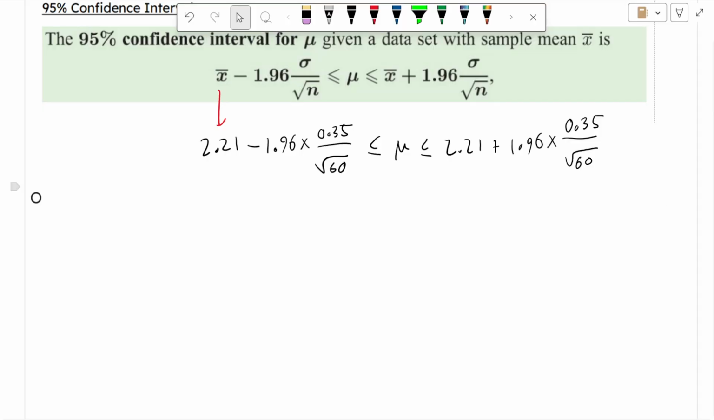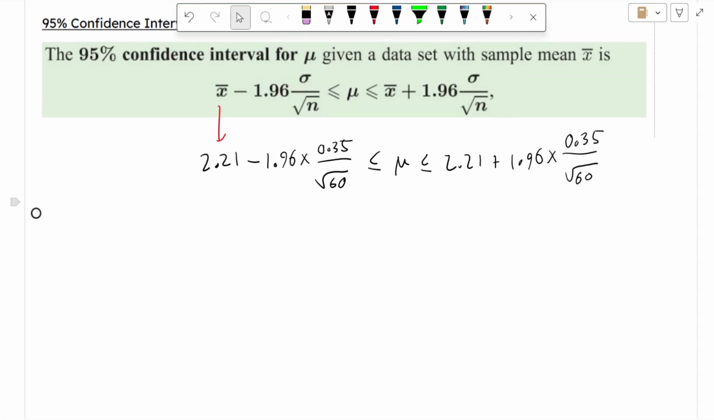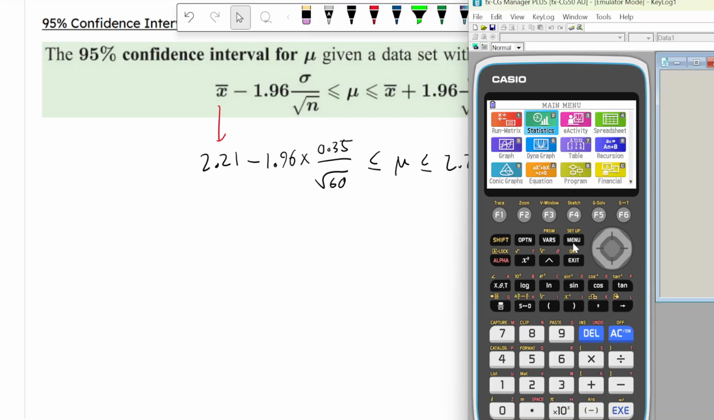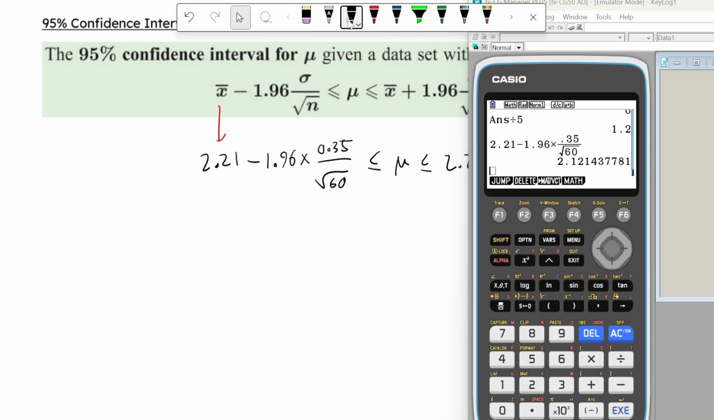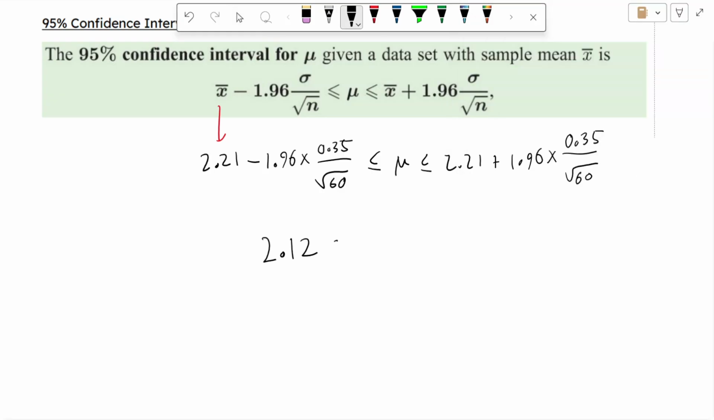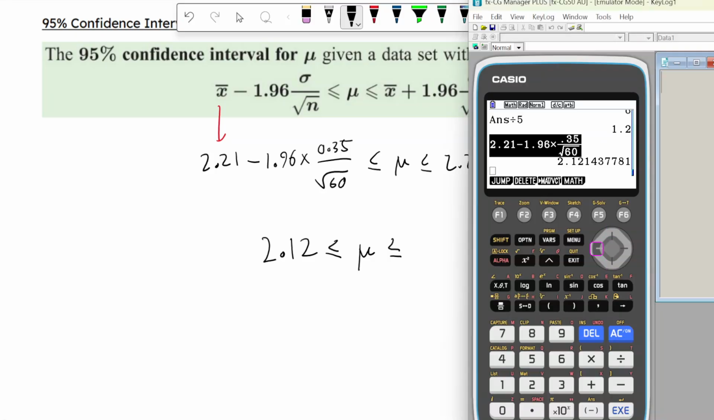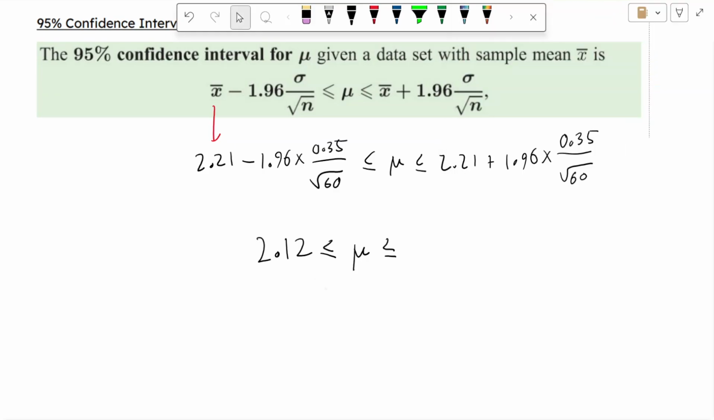Okay. Now, we can literally just chuck that in the calculator and see what we get. 1.96 times, and we'll do a fraction at 0.35 over root 60. Okay, 2.12. And let's do the same thing but with a plus. Conveniently, we can just go and edit the original equation. There we go, 2.30.